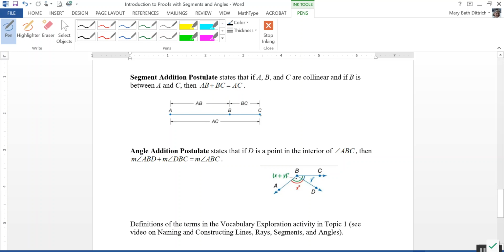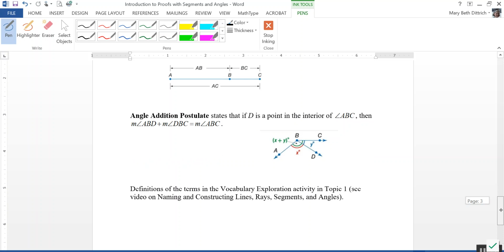Angle addition postulate is very similar. It says that if D is a point in the interior of the large angle ABC, you can see that D is a point in the interior, then the two smaller angles that make up that large angle, the measures of those two make up the measure of the large angle. So the measure of angle ABD, which is marked here in red, and the measure of angle DBC, marked here in blue, is equal to the measure of the large angle.